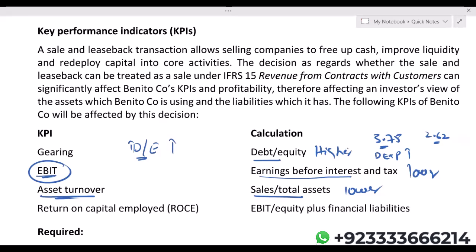Why it will be lower? Just imagine instead of 2.62, you will be having 3.75 in your books. So your denominator, you will be having more assets when head office transfer is not qualifying as sale.